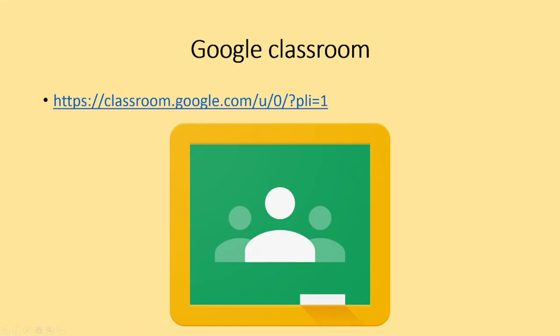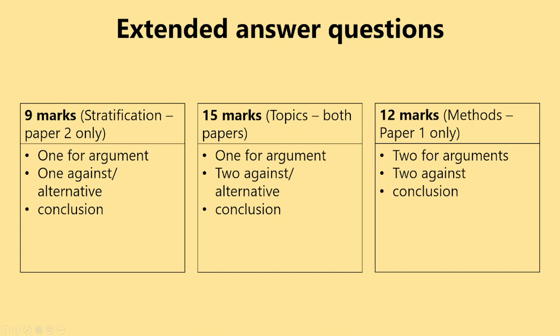So if we go back to the PowerPoint, just a quick reminder, an overview of the different types of extended answer questions, because I know this confuses some people sometimes. So the 9-mark questions that you get on paper 2 only, the stratification, there's 3 of those. Just a reminder that you need 1 for argument, and then 1 against or alternative argument, and a conclusion. I then see the 15-marker as a step up from that, so you just add an against argument or alternative argument. So 15 markers you get in the 3 main topics, so crime, education and family. That's 1 for argument, 2 against or alternative arguments and a conclusion.